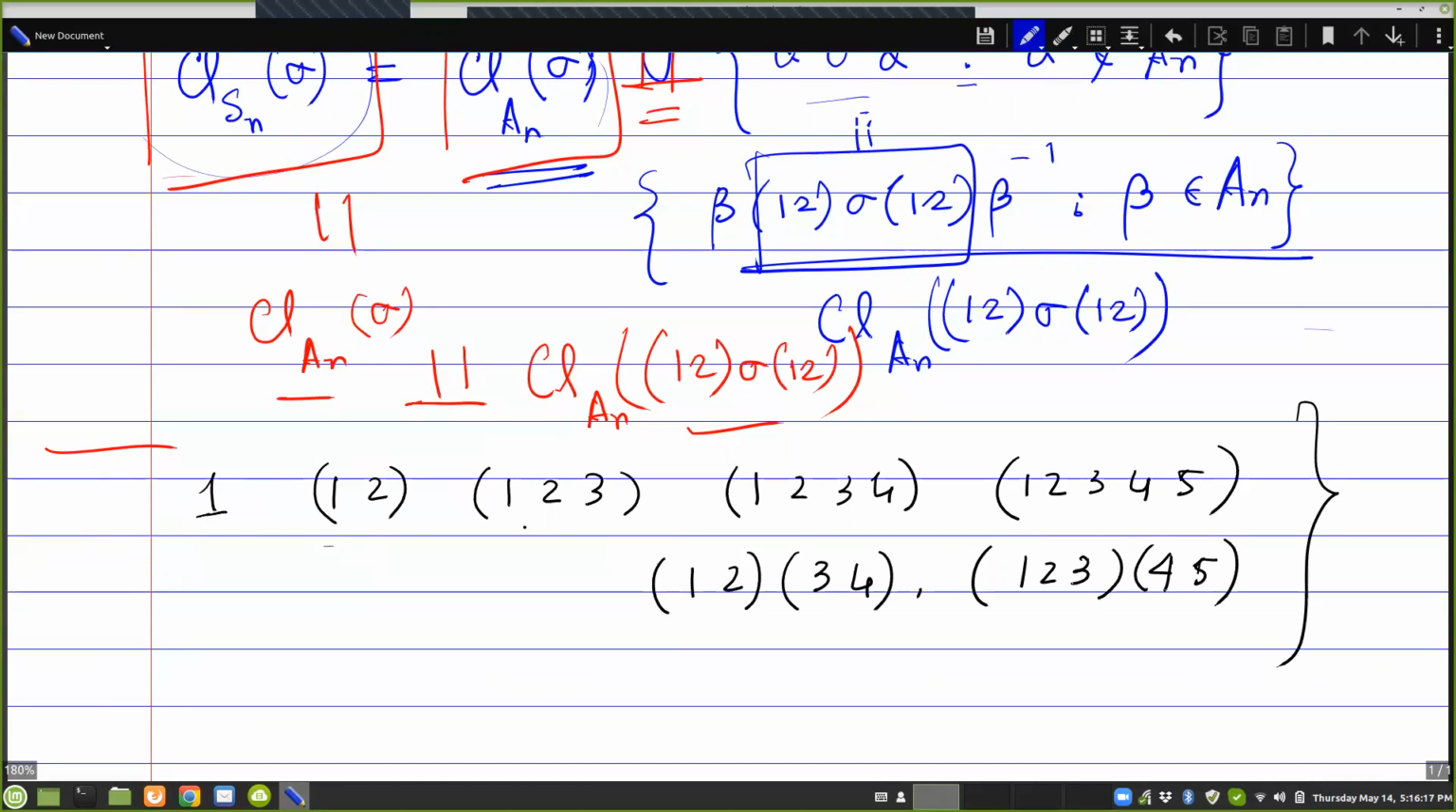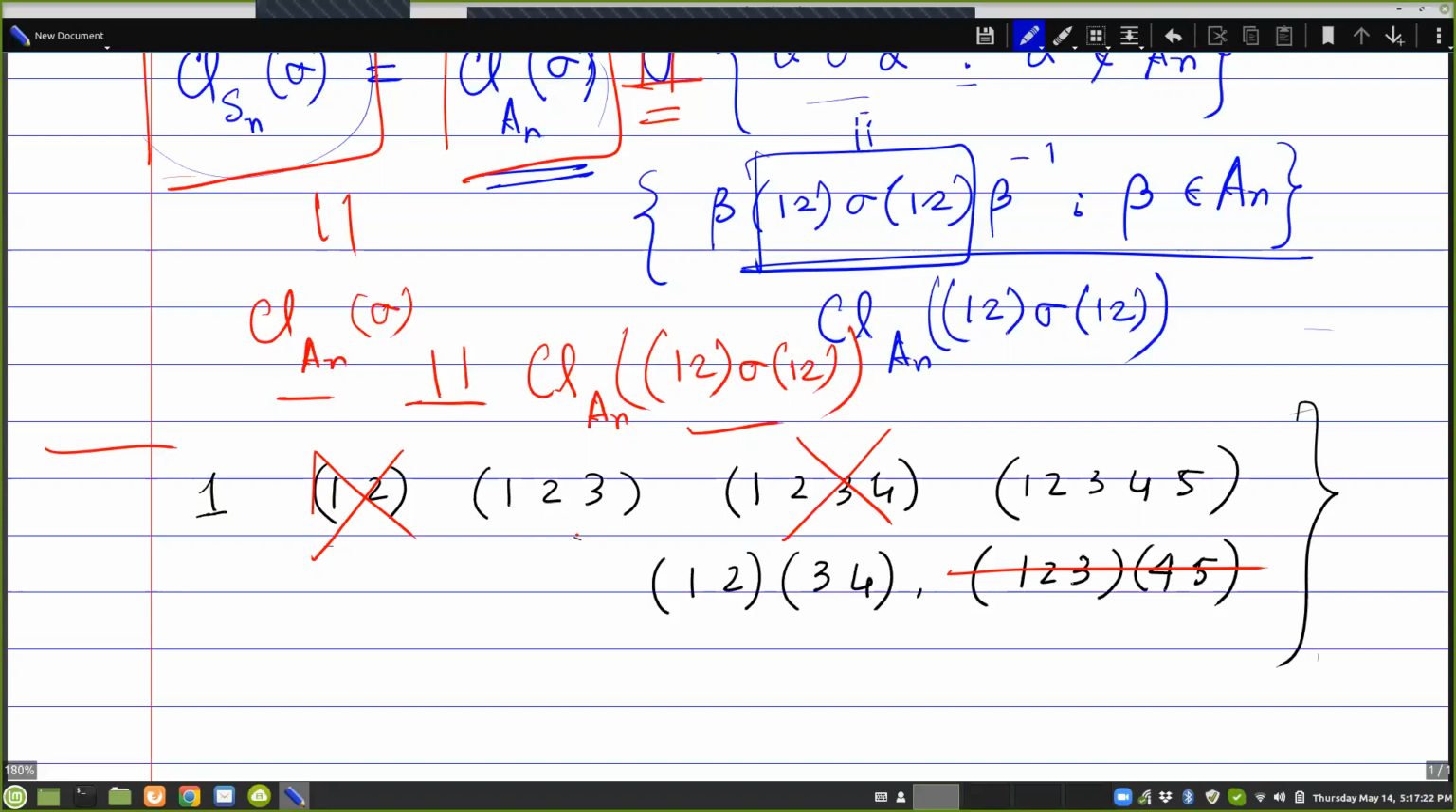So it's enough to see which one on this list is allowed to be in A5, and what happens to their conjugacy classes in A5, of course. So let's first see that this cannot occur in A5. Similarly this also cannot occur. This will occur because it is an even permutation, and then again this cannot occur. So out of the 7 distinct conjugacy classes in S5, only four lie inside A5.